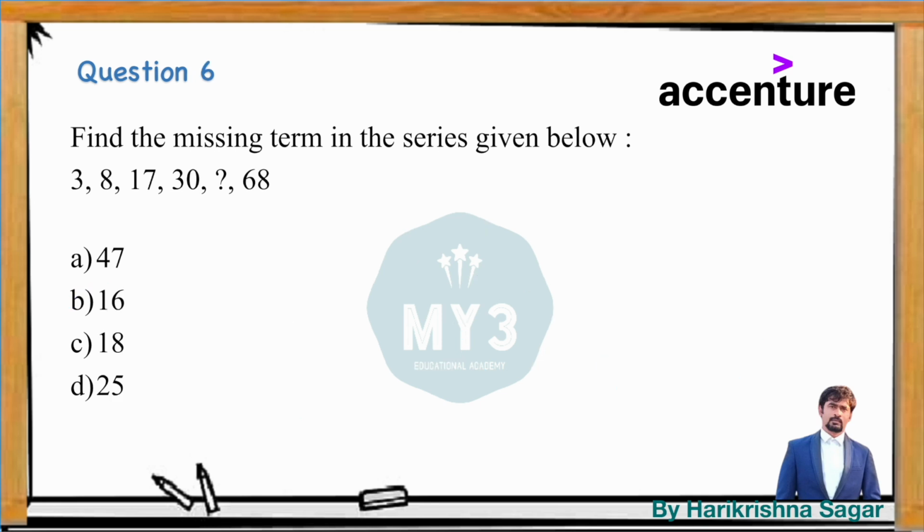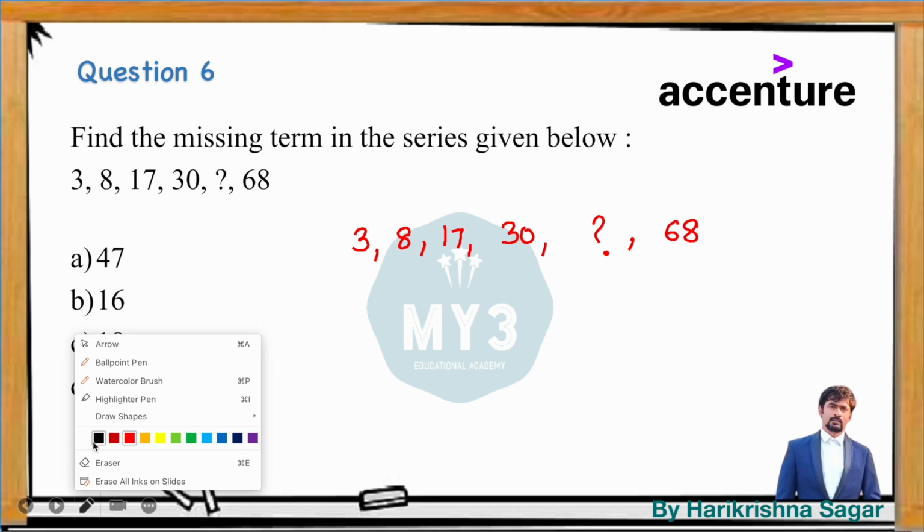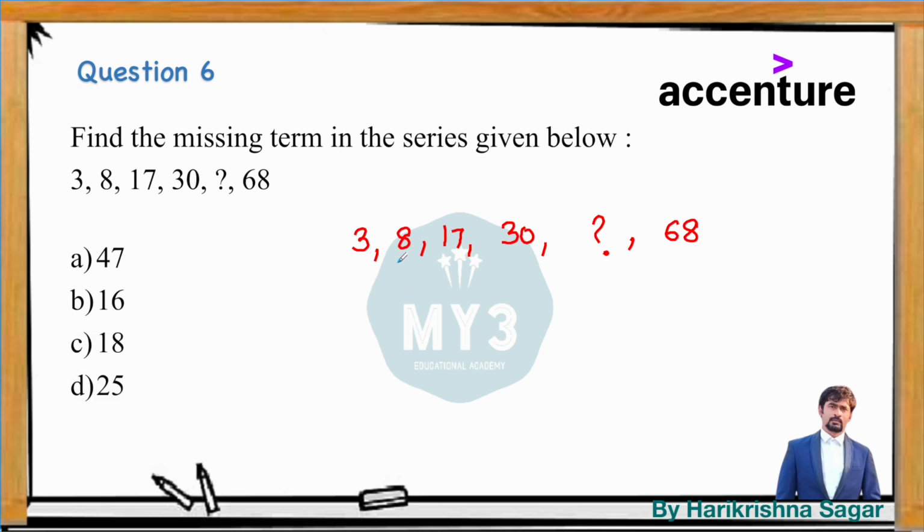Let's look at the next question. If you observe this question, we have a series like this: 3, 8, 17, 30, question mark and 68. I am trying to observe what is the difference between the terms first. So 3 to 8, difference is 5. 8 to 17, there is a difference of 9. 17 to 30, there is a difference of 13.